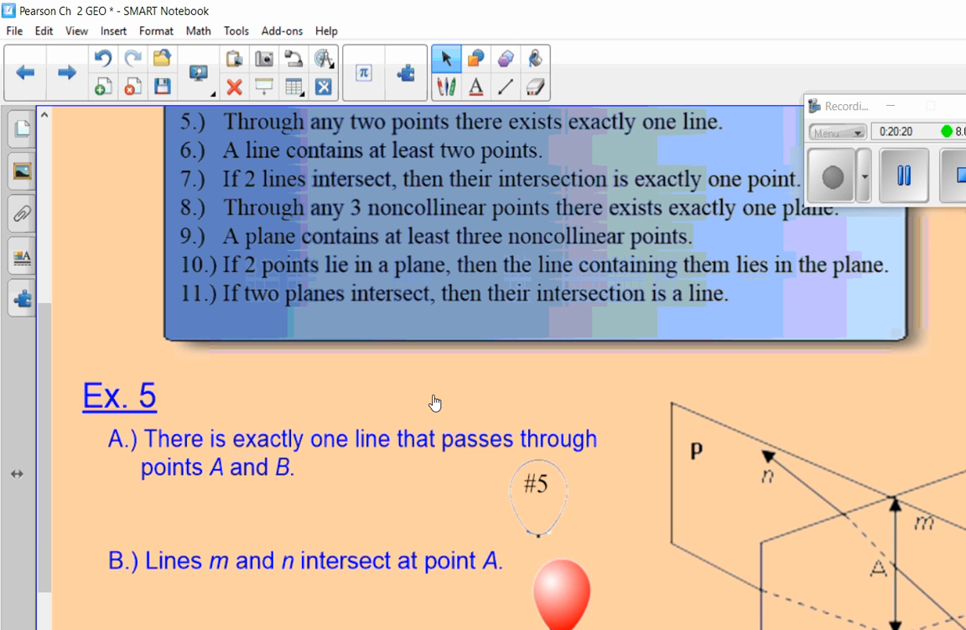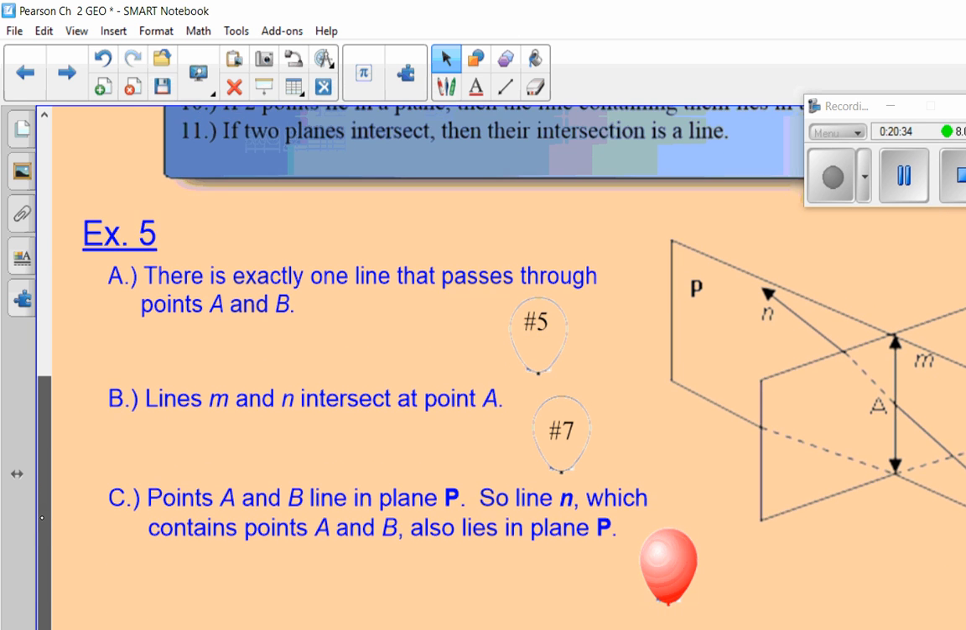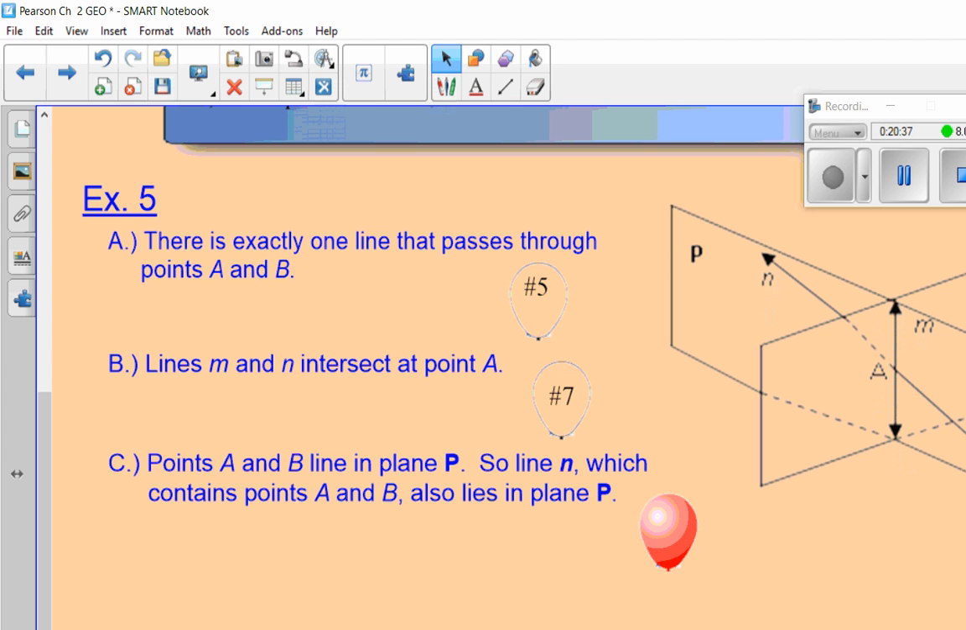So which rule would that be? Taking a look at that, this one should be number 7. Sorry, I got to scroll up. Hopefully you got them written down. C, points A and B lie in plane P. So line N, which contains points A and B, also lies in plane P. So which rule would that be? And it would be number 10.